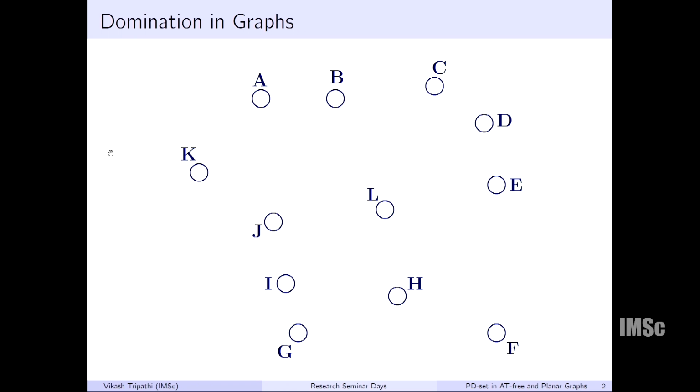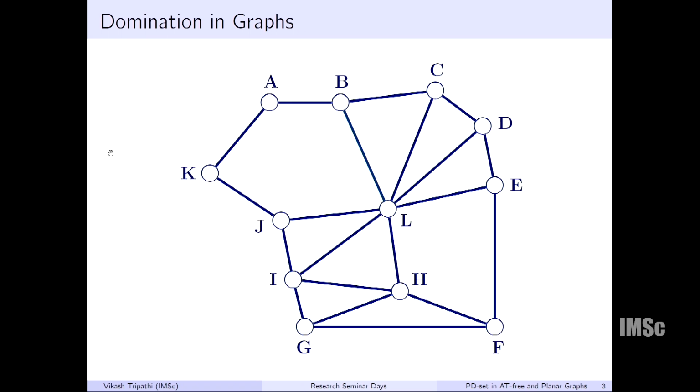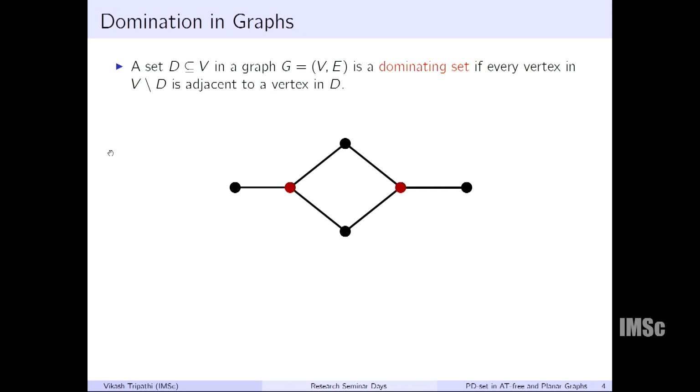Now, this problem can be modeled as a graph theoretic problem where each vertex will represent a village and two vertices are adjacent if the distance between the corresponding villages is at most 10 kilometers. Now, in this graph, we are interested in finding a subset S of vertices such that if a vertex is not in S, it should be adjacent to a vertex in S. So, formally, such a set is called dominating set, and formally a subset D of vertices in a graph is called dominating set if every vertex outside D has a neighbor in D.